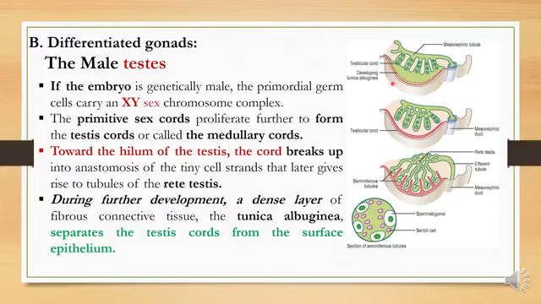During further development, a dense layer of fibrous connective tissue, called the tunica albuginea, separates the testis cords from the surface epithelium.